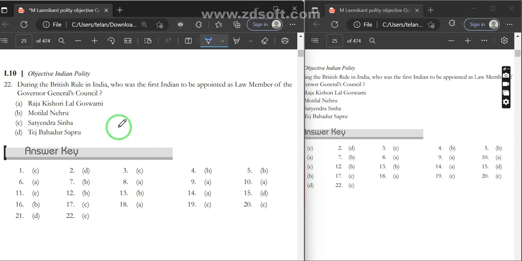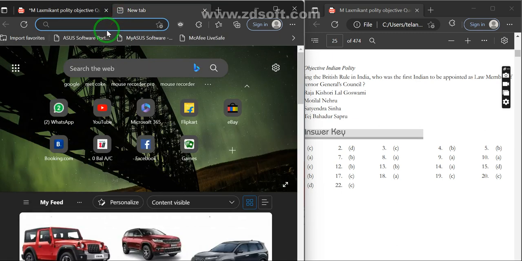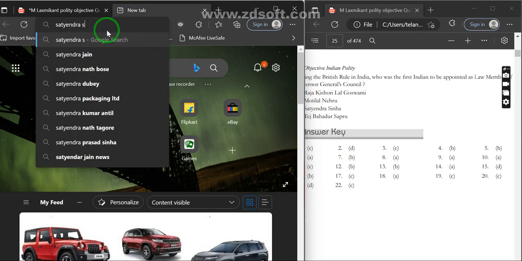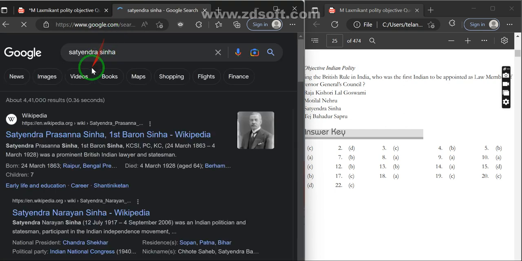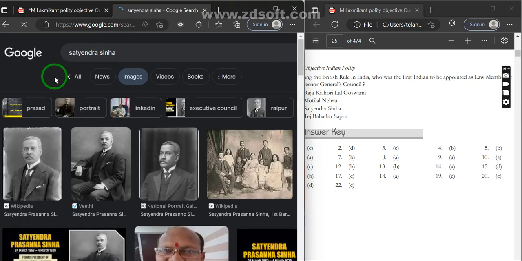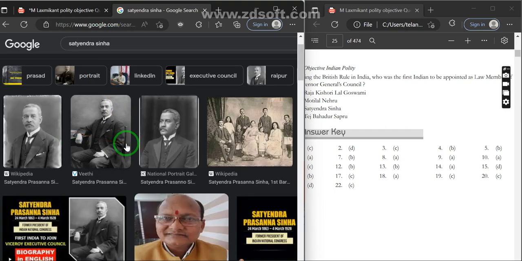And let's come to the 22nd question. During the British rule in India, who was the first Indian to be appointed as law member of the Governor General's Council? He is none other than Satyendra Sinha. Have you seen him? I'll show you, he speaks. Satyendra Sinha. So he's the one, Satyendra Sinha.